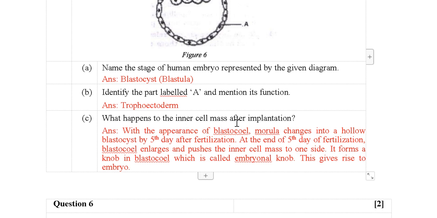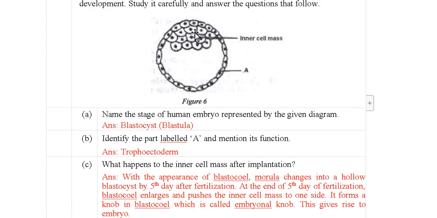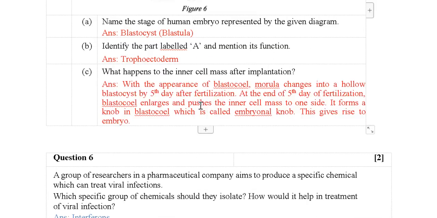What happens to the inner cell mass after implantation? That means this inner cell mass, which is shown here in this diagram, what actually happens after its implantation? Implantation means fixing of the embryo, the fertilized egg or the zygote, to the wall of the uterus. So in this case, that inner cell mass which mainly formed in the blastocyst, what will happen with this inner cell mass? How is it transforming into a new structure?